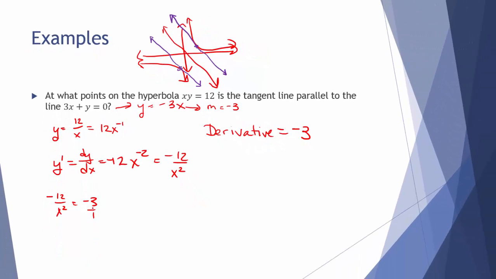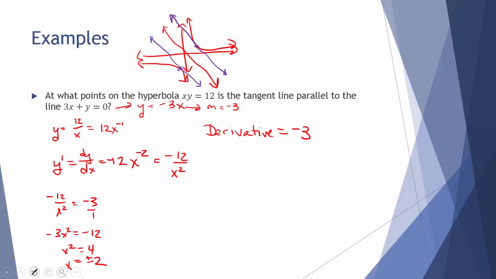A couple different ways to do this. I'm going to cross multiply. So I'll get negative 3x squared equals negative 12, so that x squared equals 4, so that x equals plus and minus 2. Don't forget that plus and minus. That's how I'm going to pick up two different points. So I've solved for x. Does that mean I've answered the question? Not quite. We're looking for points.